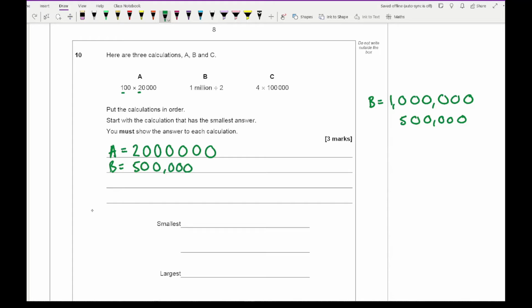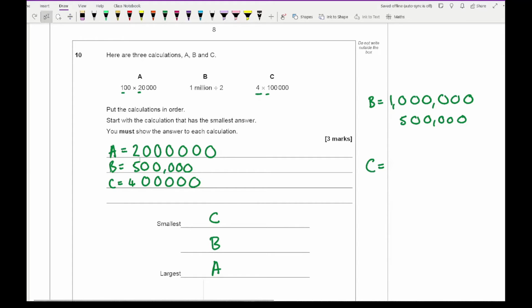And then C, 4 times 100,000. Well, 4 times 1 is 4, and then I'm just going to end up with 5 zeros. So in terms of the smallest, well, the smallest looking at this is going to be C, then it's B, and then it's A. Not appropriate use of letters there, but we carry on.